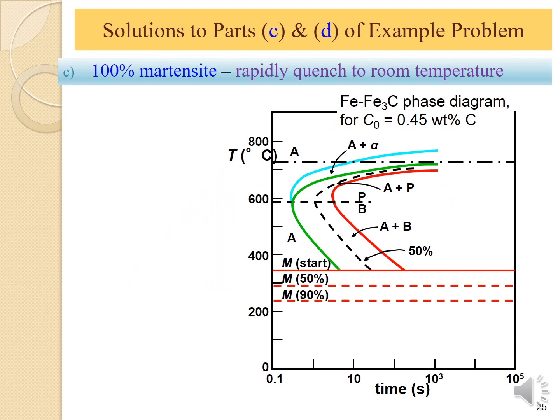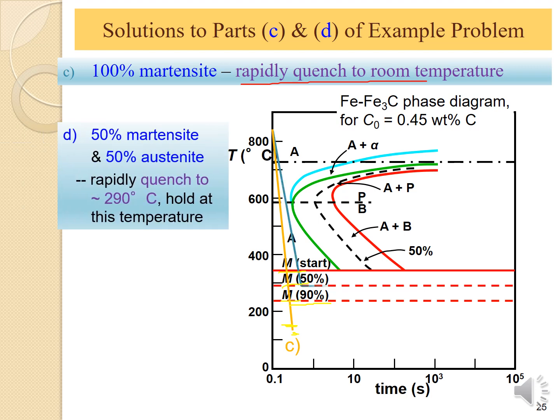Number C, we want to have 100% of martensite. So this one is kind of easy. We just need to rapidly quench to room temperature because based on the TTT diagram, martensite starts to form at 50% and 90%. We want to quench it to a temperature that is far below this 90%, for example. I think here, right, you will already have 100% of martensite. So that's the quenching line. Quench it all the way to a very low temperature, then you will have 100% of martensite.